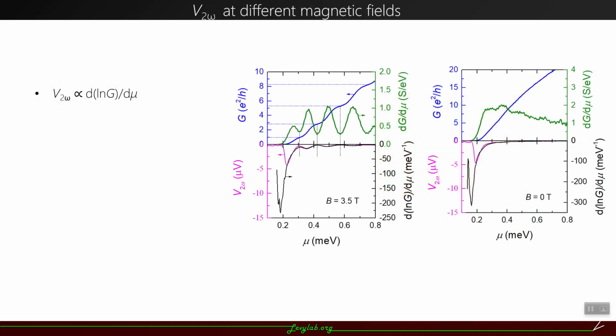This is typical thermal voltage data at different magnetic fields, one at 3.5 Tesla, the other at 0 Tesla. As the electron waveguide becomes conducting, we can see the thermal voltage compares very well with the derivative of conductance with respect to mu, which suggests the electron is the heat carrier and also justifies the description of the Mott relationship.